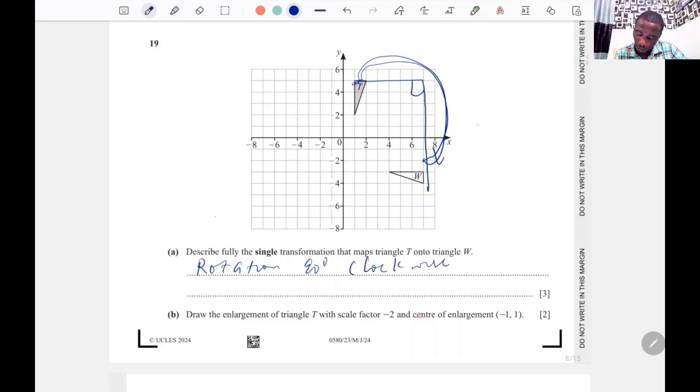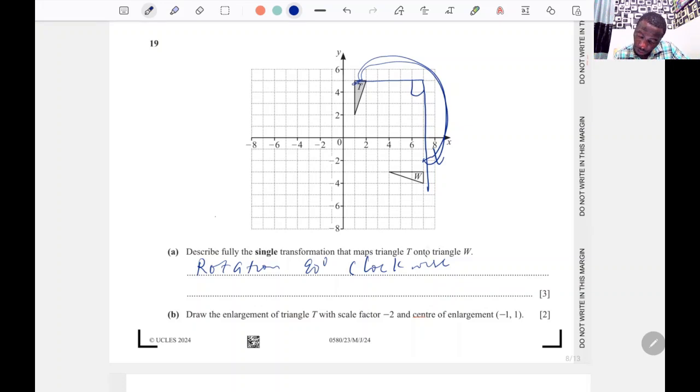Because if your clock is like this, the way the minute hand goes, they turn like this. That means it's clockwise. But if it goes otherwise, it becomes anti-clockwise. So we take note of that equally. When you're talking about rotation, you have to mention two other things, which are the angle of rotation and also the center of rotation. So the angle of rotation is 90 degrees clockwise.